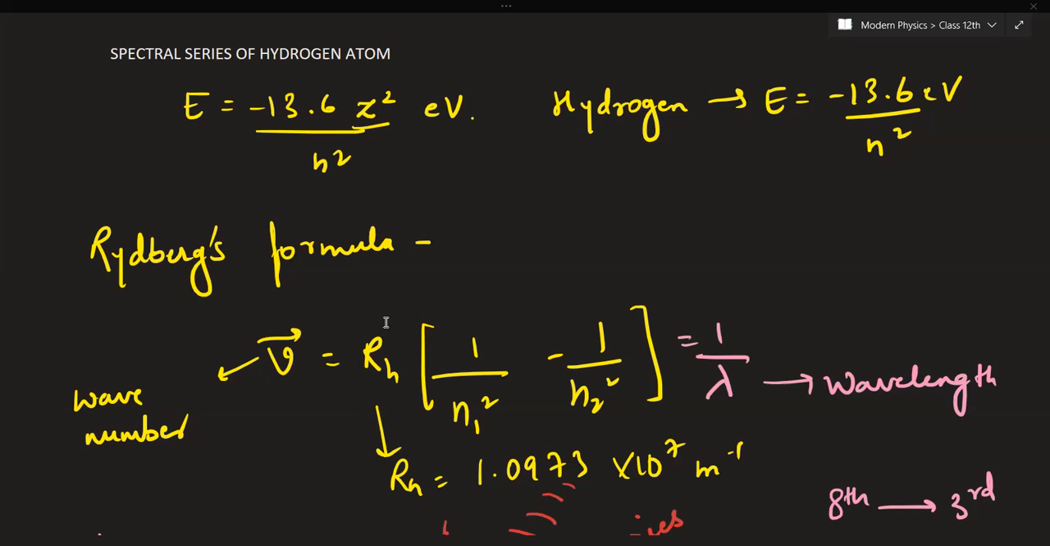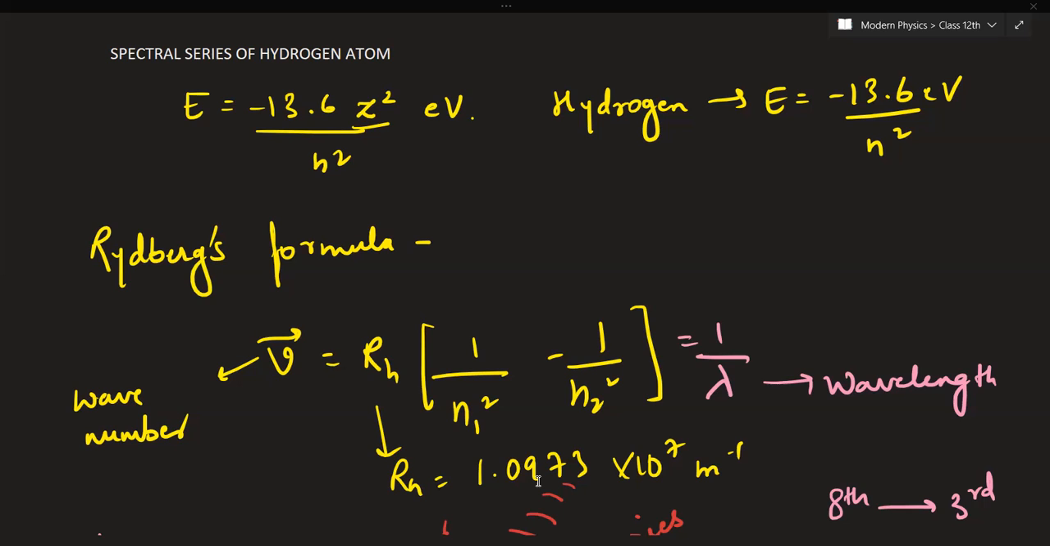R, that is Rydberg's constant, is simply 1.0973 into 10 to the power 7 per meter. This is Rydberg's constant's value. So by this, you can calculate any wavelength. So many questions are available for Rydberg's formula.